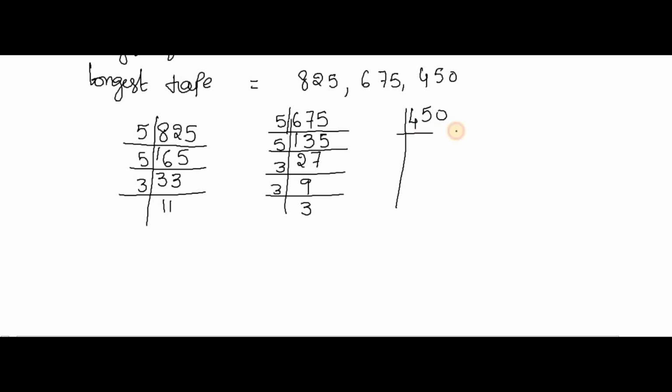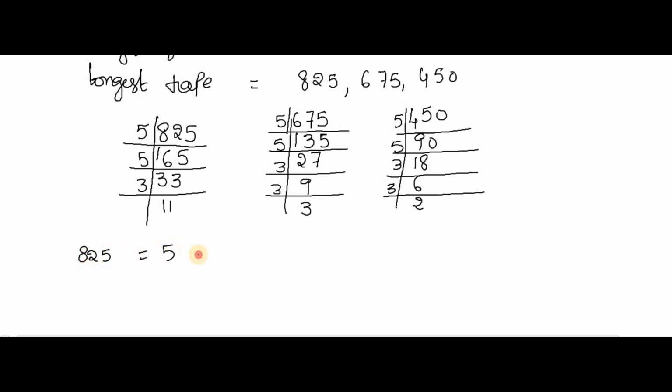Now we'll find out for 450. 5 9s are 45, 5 zeros are 0. 5 1s are 5, 9 minus 5 is 4, 40 and 5 8s are 40. 3 6s are 18, 3 2s are 6. As 2 is a prime number, we can stop finding the factors.